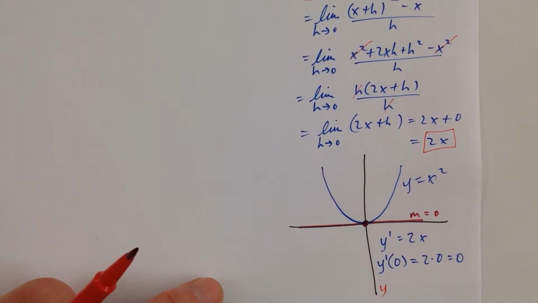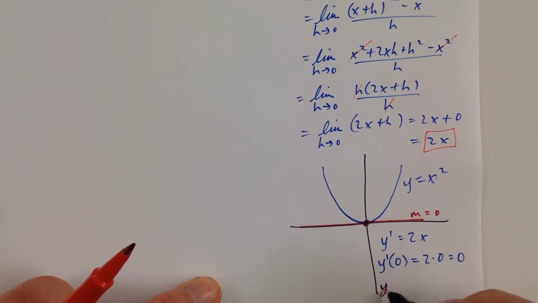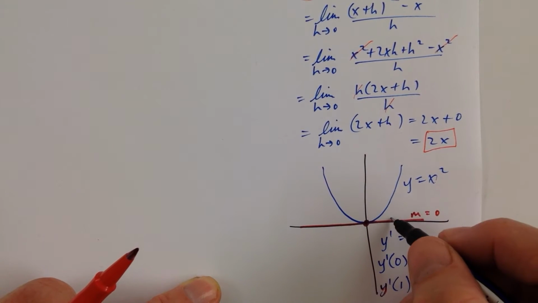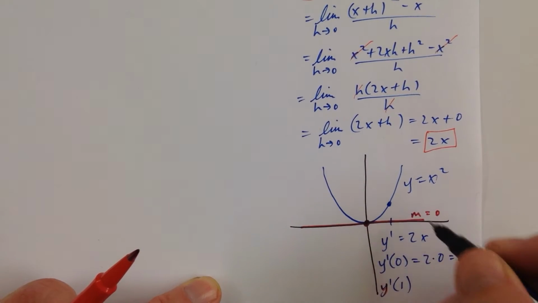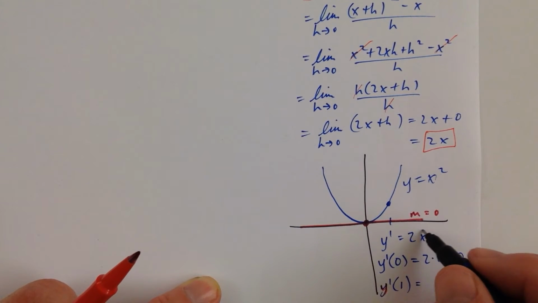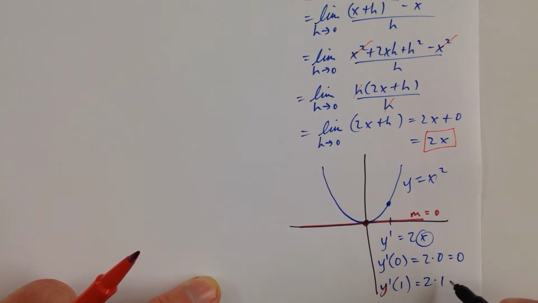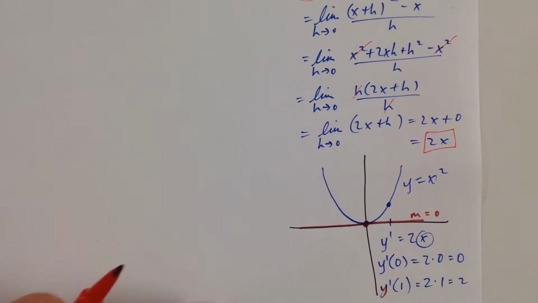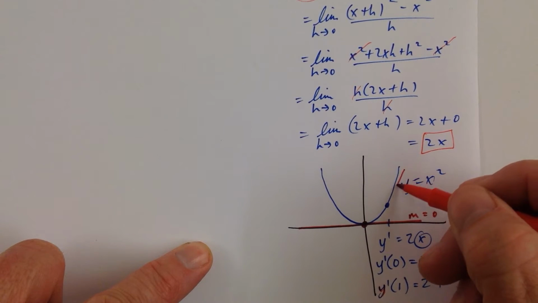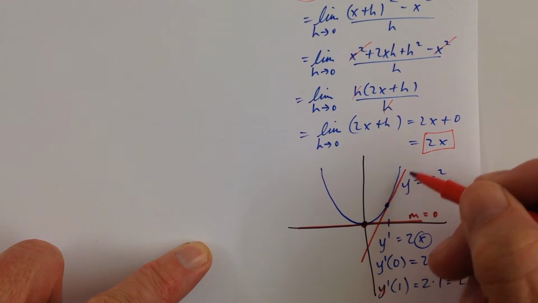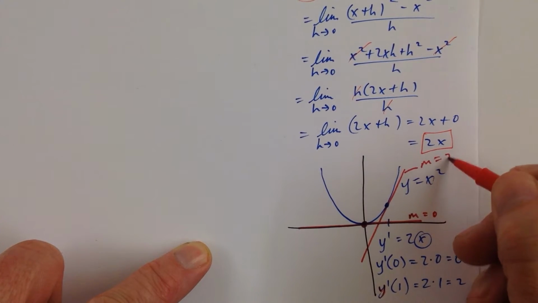Okay, well guess what? If we wanted to plug in x equals, let's say, 1, so y prime at 1. So we have the point (1, 1) right there. So y prime at 1, you just replace x with 1. You get 2 times 1, which is equal to 2. That means that the slope of the tangent line right there, the slope is 2.